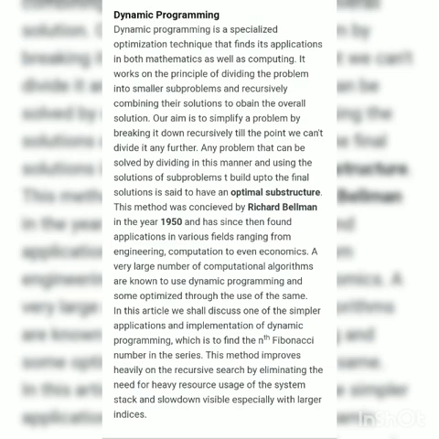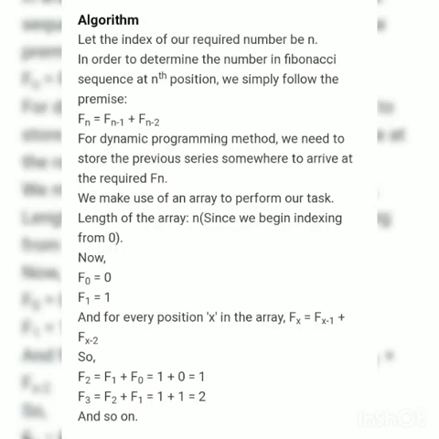Now we can have a look into the algorithm. Let the index of our required number be n. In order to determine the number in the Fibonacci sequence at the nth position, we simply follow the premise: F(n) equals F(n-1) plus F(n-2). For the dynamic programming method, we need to store the previous series somewhere to arrive at the required F(n).